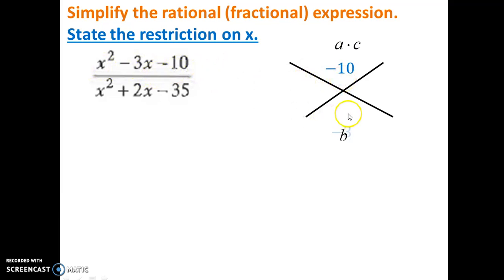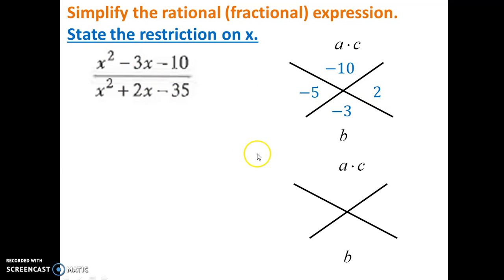And then the b value is negative 3. Two values that multiply to negative 10 but add to negative 3 are negative 5 and 2. Those multiply to make negative 10. Those added make negative 3. So that top part must factor using those two. Let's look at the bottom now before we write out the new fraction.